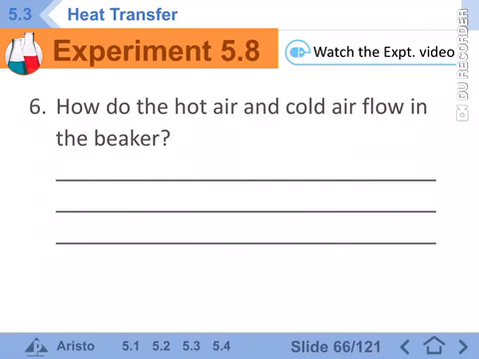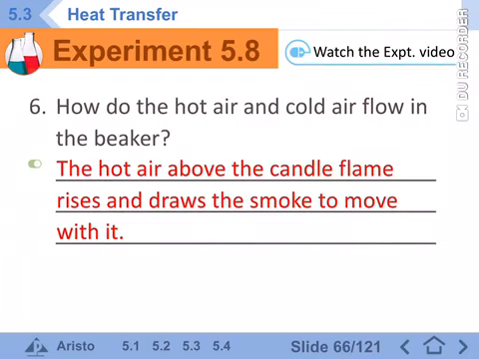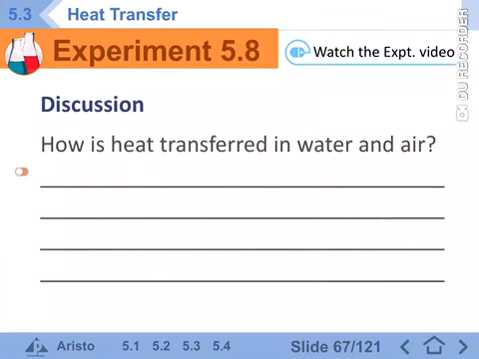So in here, how do the hot air and cold air flow in the beaker? The hot air above the candle flame rises because of the lower density and draws the smoke to move with it. So in here, the cold air will replace the space left behind by the hot air. Once you understand this concept, how is the heat transferred in water and air? So the first one we used the water, the second one with the cardboard is with the air.